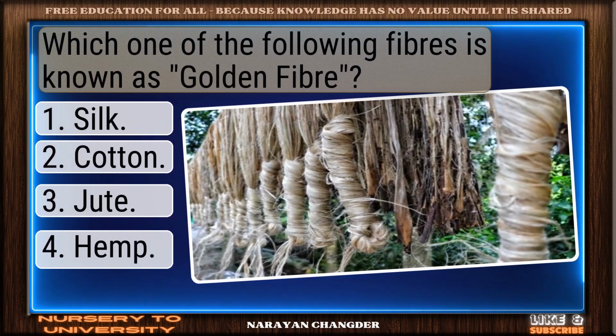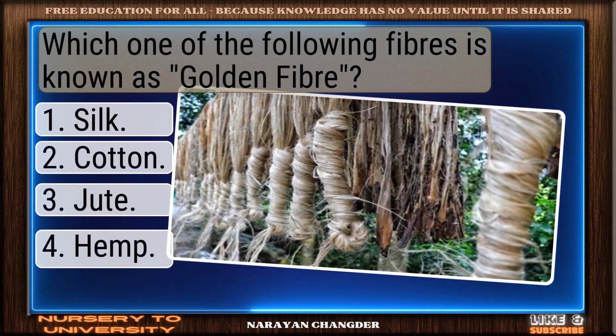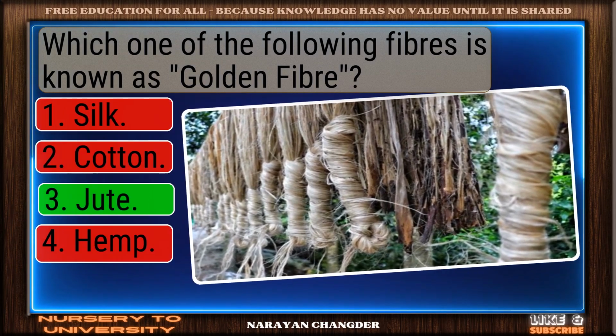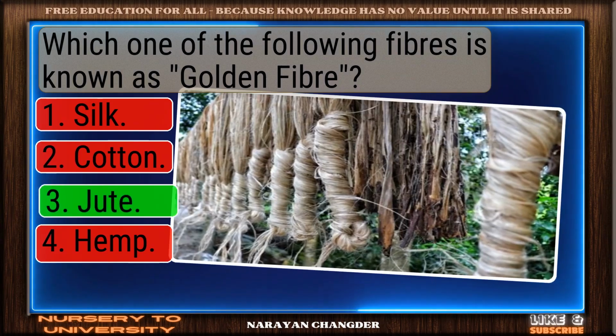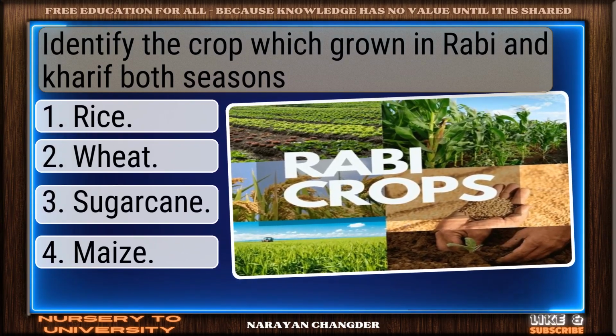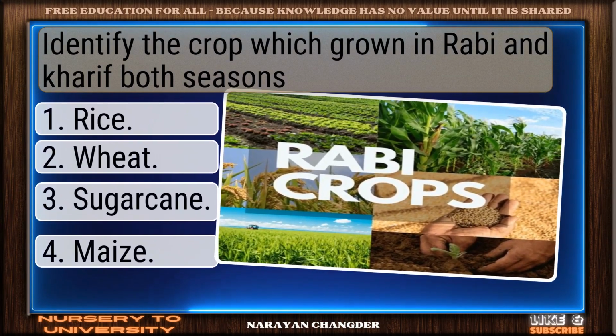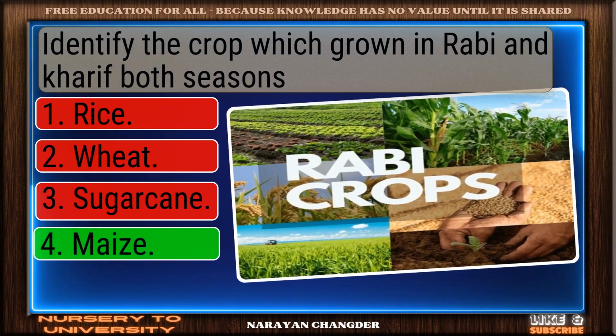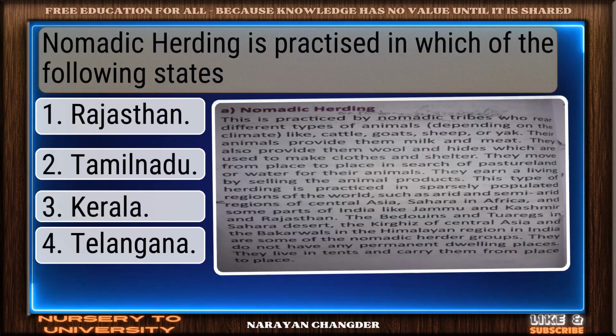Which one of the following fibers is known as golden fiber? Good job. Jute works well. Identify the crop which grown in Rabi and Kharif both seasons. Great thinking. Maize is right.